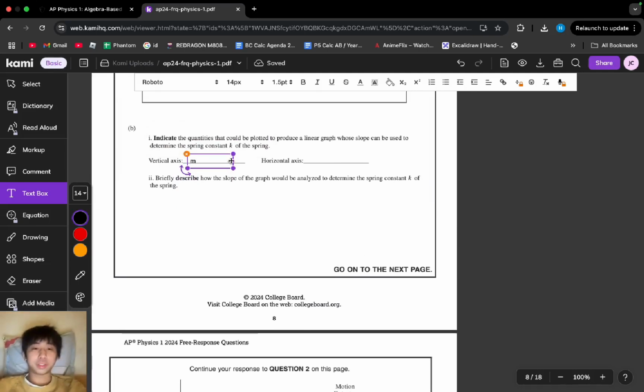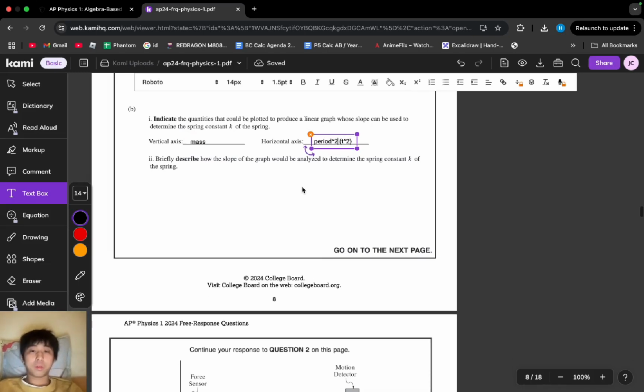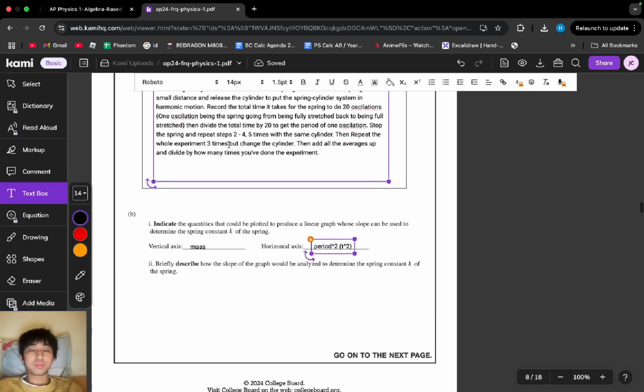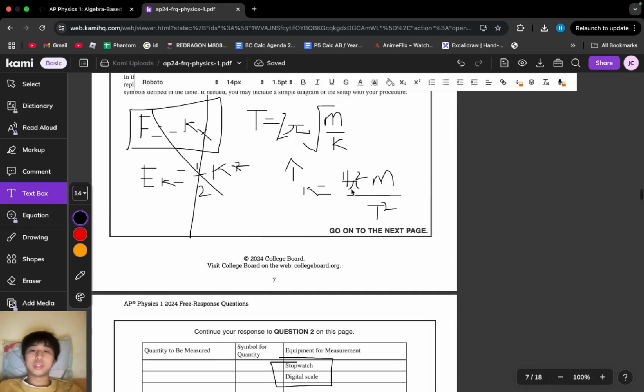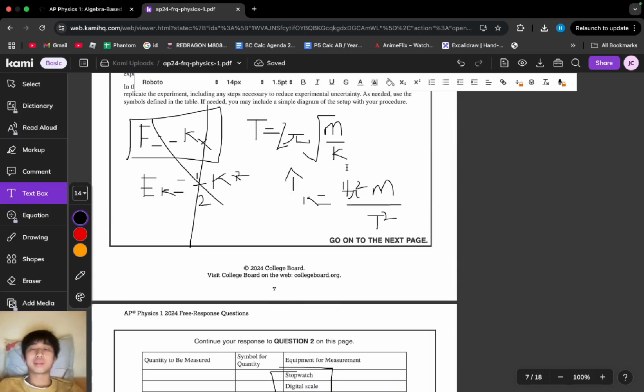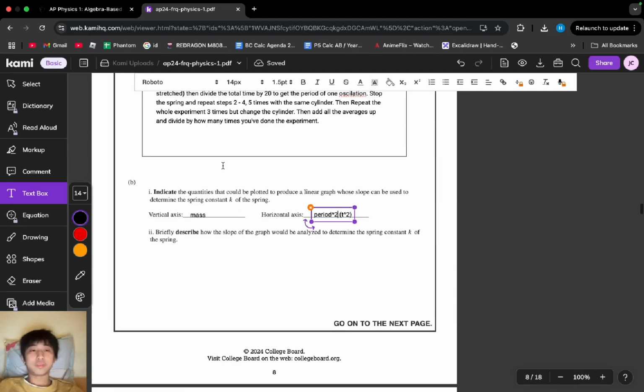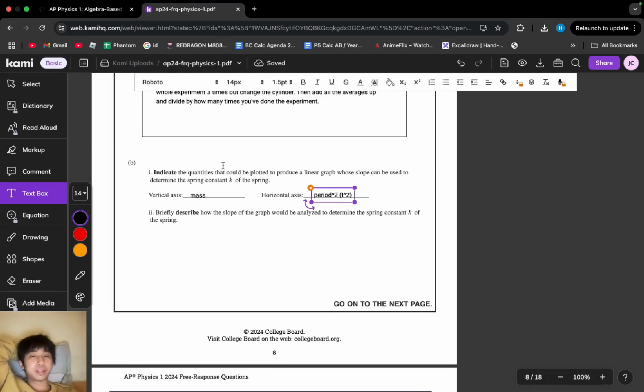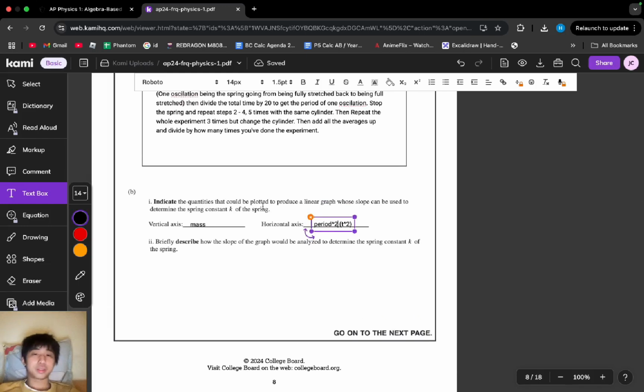So just put mass and period squared, T squared, as your axes. And you could say multiply by 4 pi squared or whatever, but it doesn't matter. The AP guideline says you don't have to put it, but you could. Let's just not put it for the graph, to make it easier on ourselves.